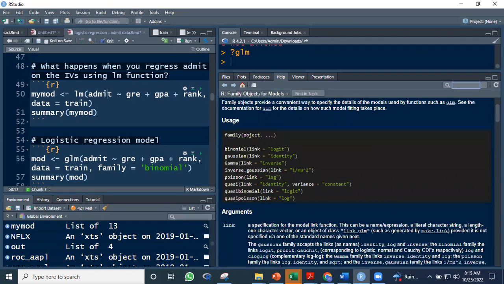So family, ano yung mga pwede? So maraming klaseng pwedeng gamitin sa family. Ito yung kailangan natin, yung binomial natin, no? Binomial, may Gaussian, may gamma distribution, may inverse. So there are many types of distributions. For our purposes, we're going to use yung binomial.